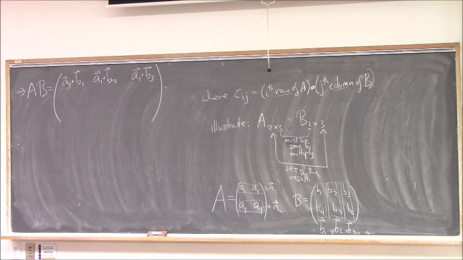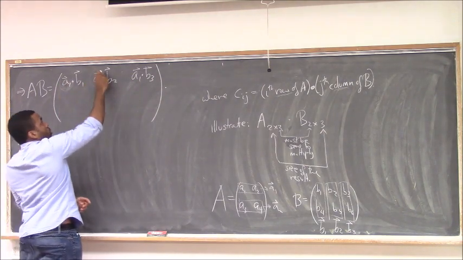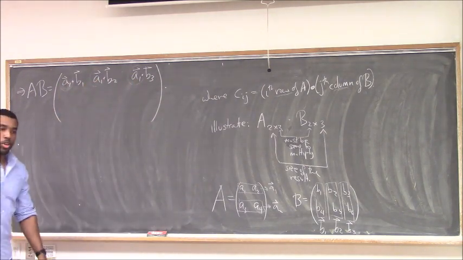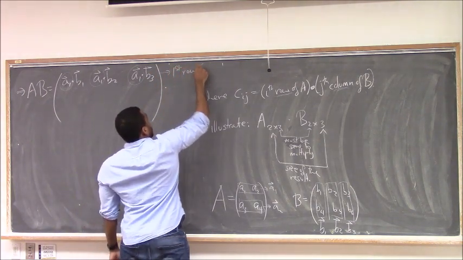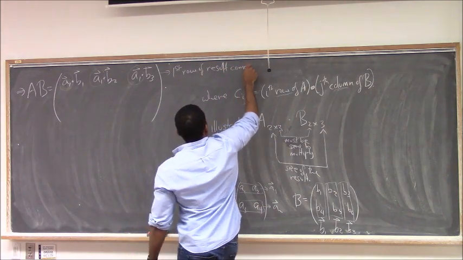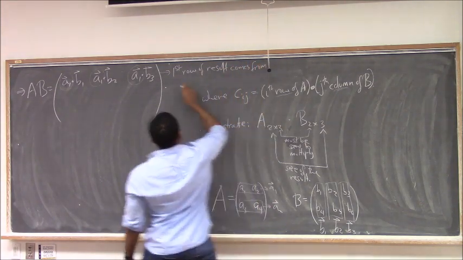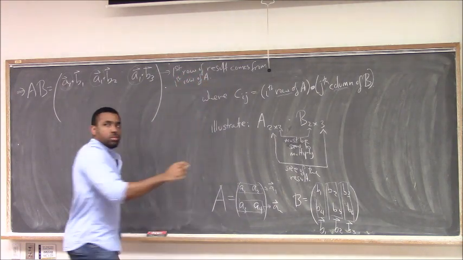You've exhausted all columns. One thing I want you to realize is that the first row of the result is all using the first row of A. It's always taking the first row of the result from the first row of A. Did someone raise their hand?